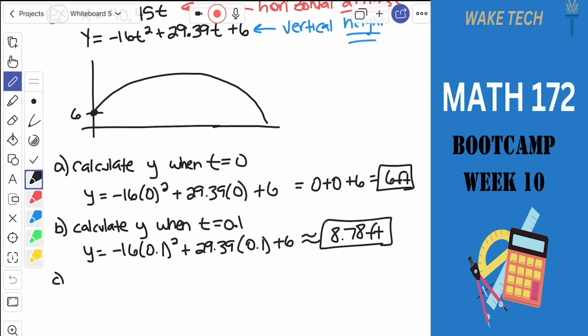Part C then, the third part here, what is the ball's maximum height? Maximum height. Two keywords, height sends us to the y equation. Maximum specifically tells us to find the vertex. Right? That was a keyword back in 171 as well. So what we're being asked for here is the height of the ball at its vertex.